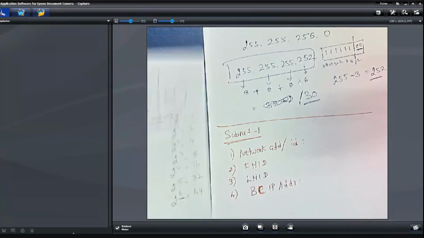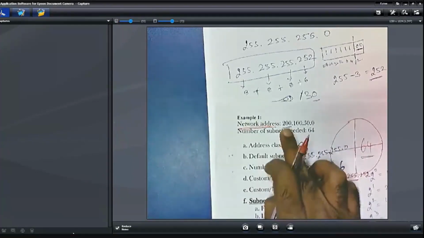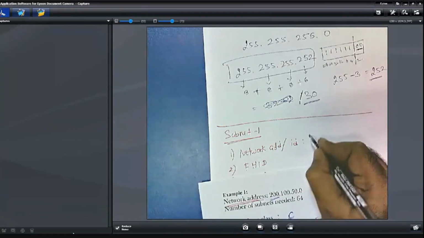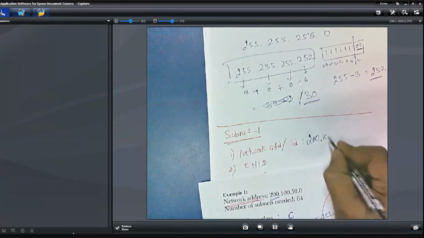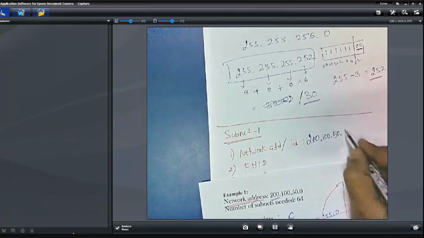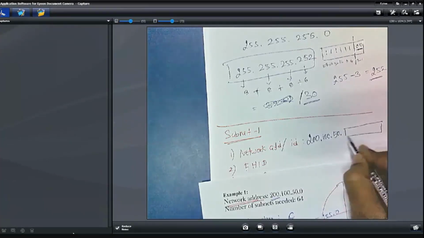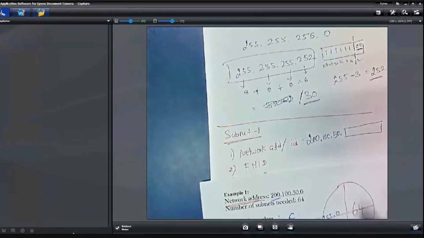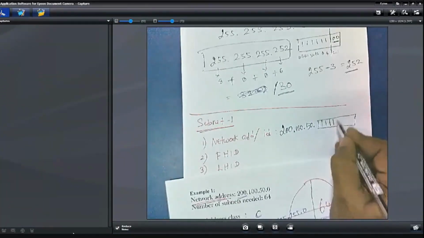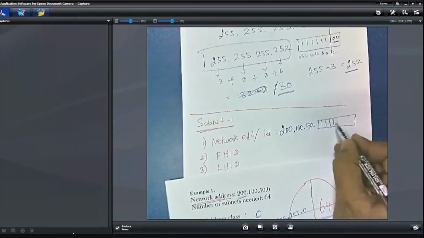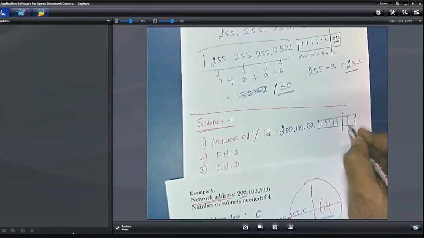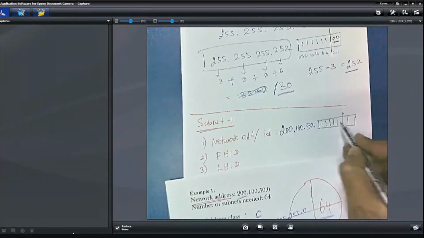Now let me take the given 200. You see how I'm writing: 200.100.50, and here only we borrowed. How many bits we borrowed? We borrowed 6 bits: 1, 2, 3, 4, 5, 6 bits we borrowed. The remaining 2 bits are available here. 1, 2, 3, 4, 5, 6, 7, 8.